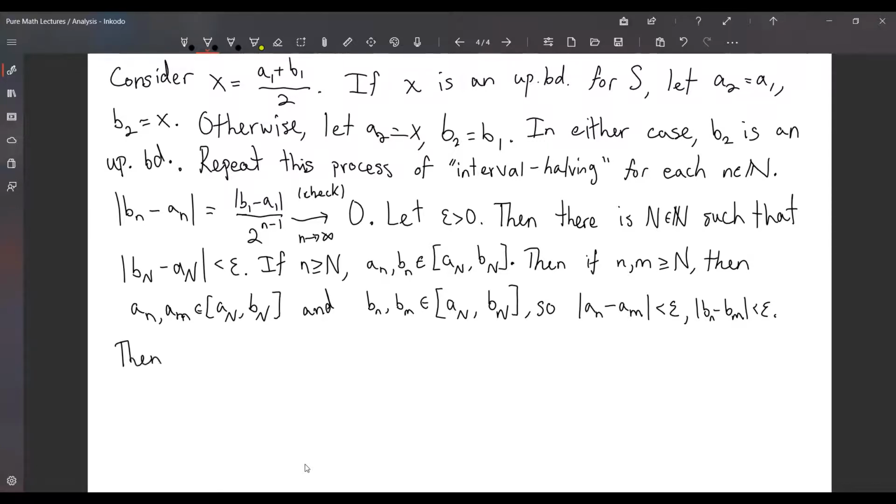Then the sequences a sub n and b sub n are Cauchy, so they converge. We're going to say a sub n converges to A, and b sub n converges to B. This is thanks to our completeness axiom in R.